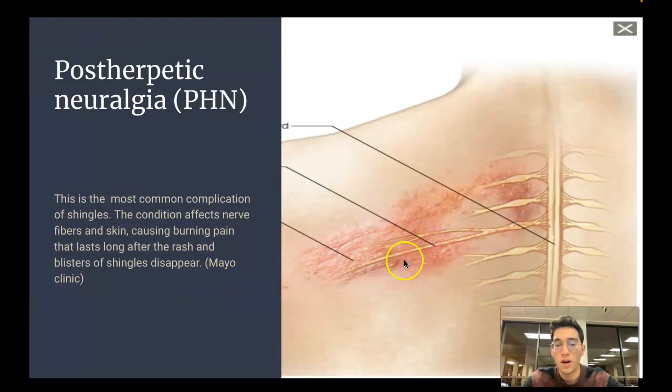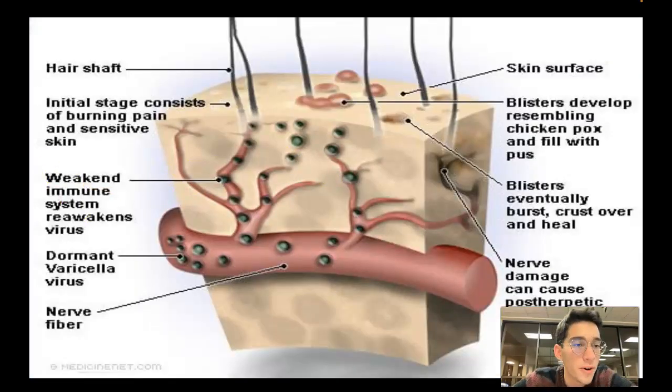Here we have a visual of how the rash affects the nervous system. Here we have another visual of how the virus stays dormant in the main parts of the nervous system. And then after it stops being latent, it goes back to the surface and manifests itself as shingles.